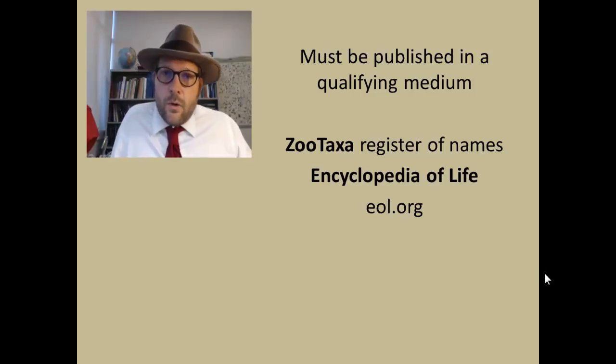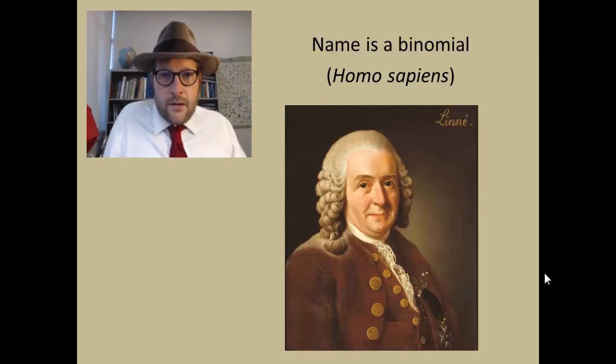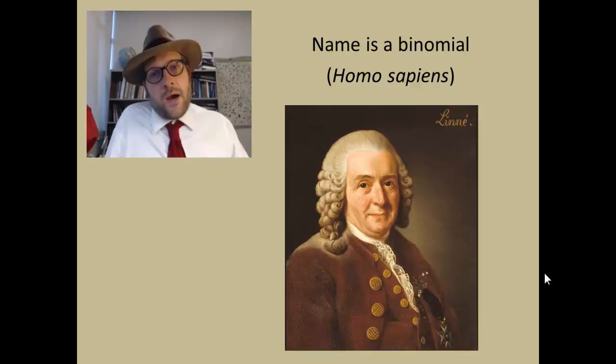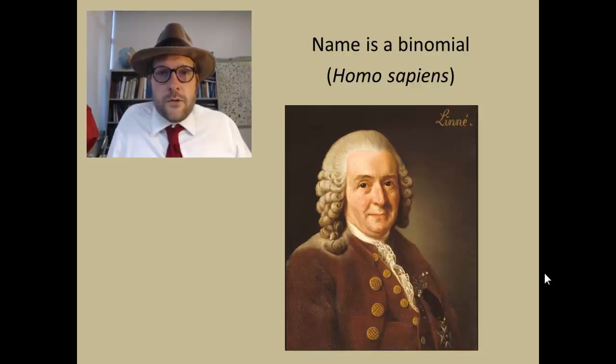So you've got to have a qualifying medium that meets the criteria. And the next thing is you've got to come up with the name, and the name is a binomial name. The first part of the name is the genus, and the second part is the species, and together they must be unique.